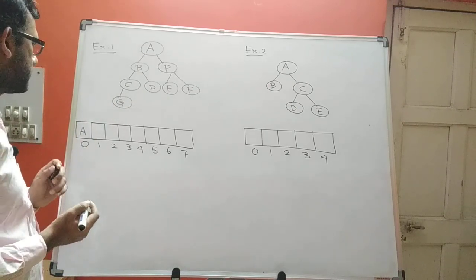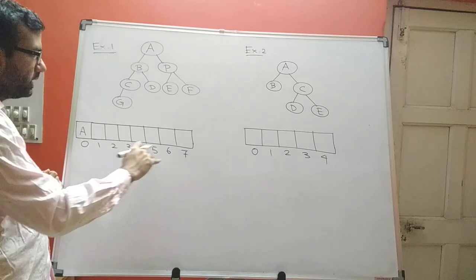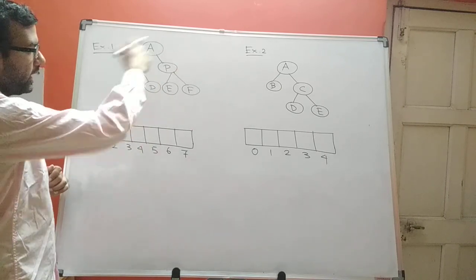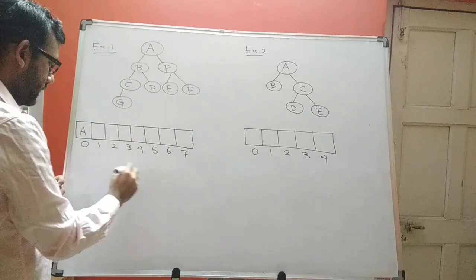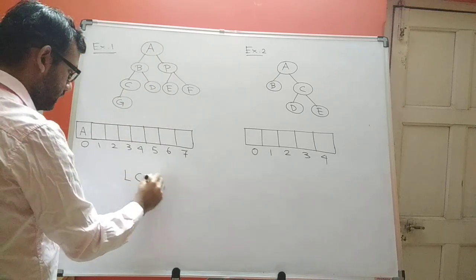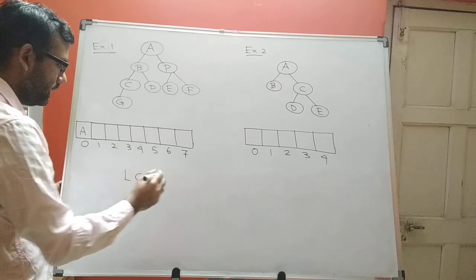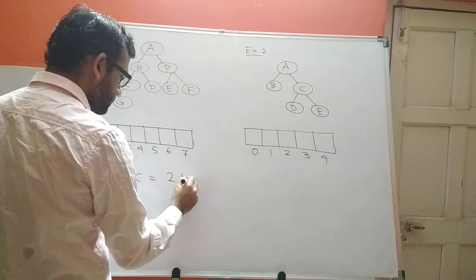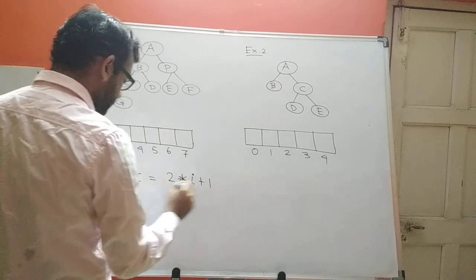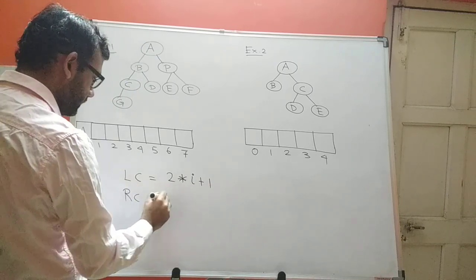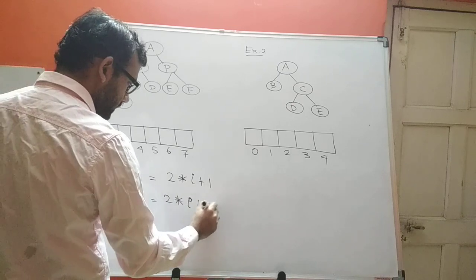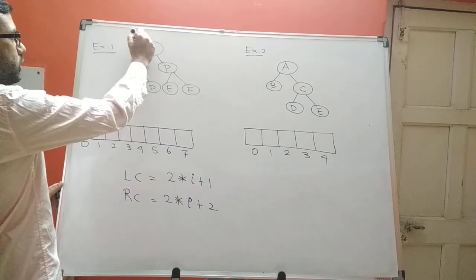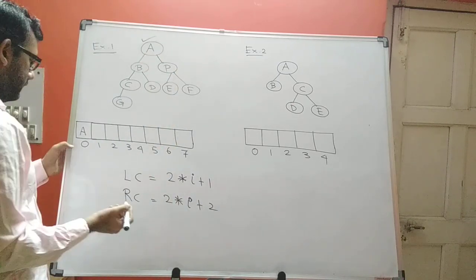Right? Up to this point it's clear. Now what do I have to do? I have to fill up this array to represent this entire tree. Now where would the left child of A go? If you remember, the formula for finding the index of the left child is 2 into I plus 1, and the formula for finding the index of the right child is 2 into I plus 2.